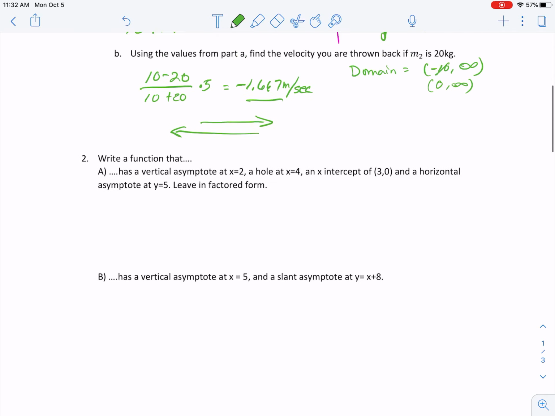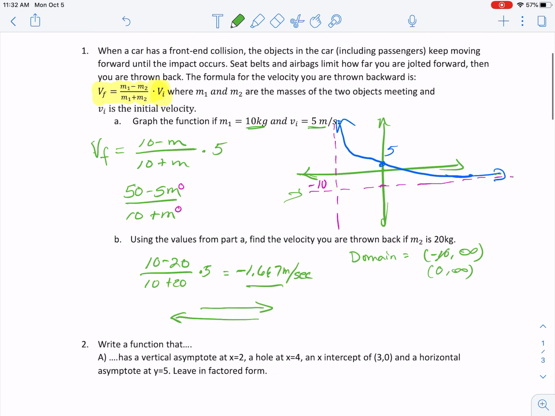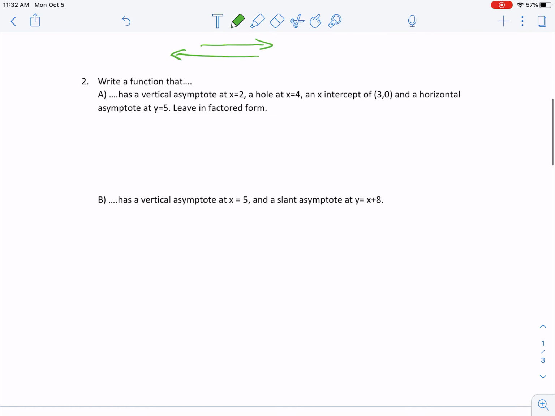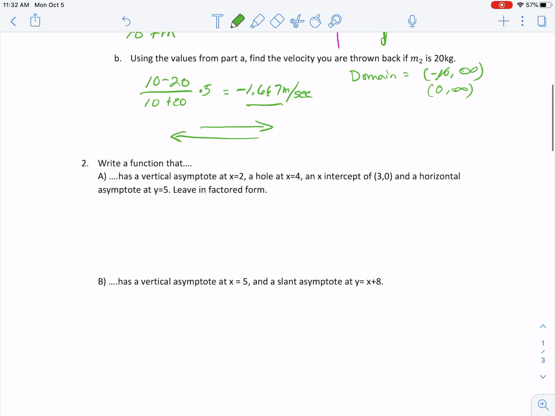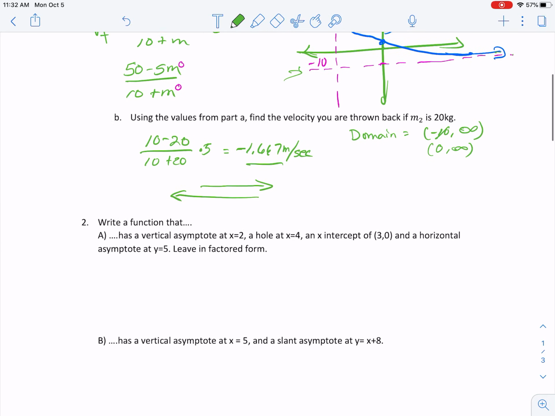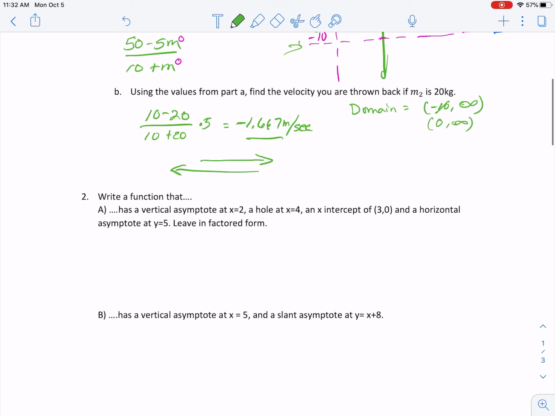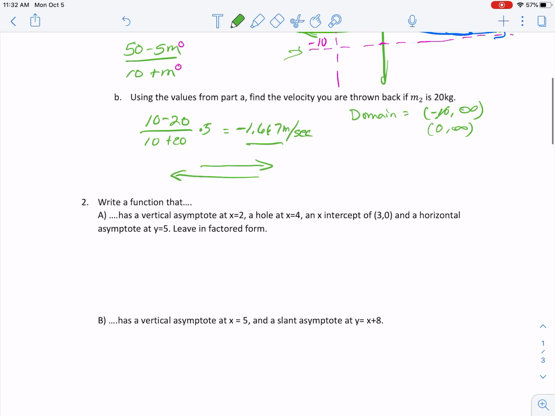Write a function that has a vertical asymptote at 2, a hole at 4, and an intercept of 3, and a horizontal asymptote of 5. Leave in factored form. A vertical asymptote at 2.